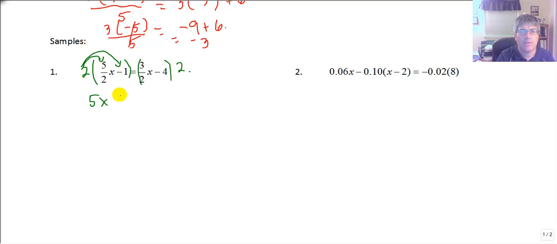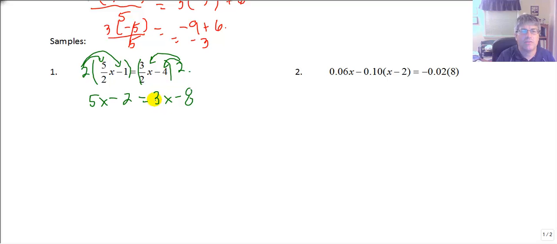And 2 times negative 1 is negative 2. On the right side, 3 halves x multiplied by 2 is 3x. And negative 4 times 2 is negative 8.